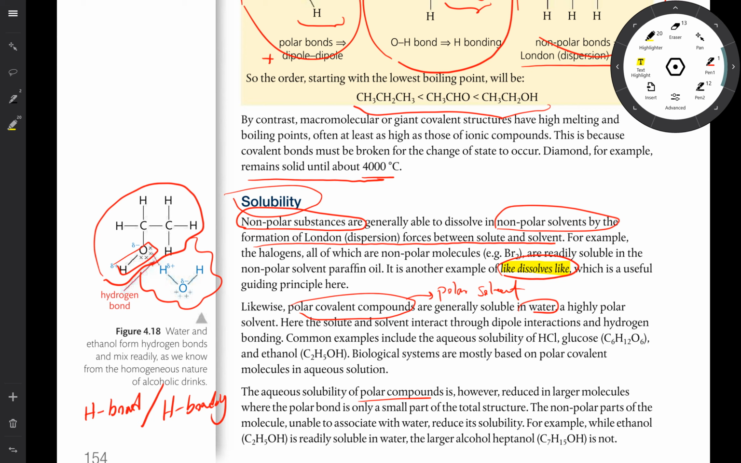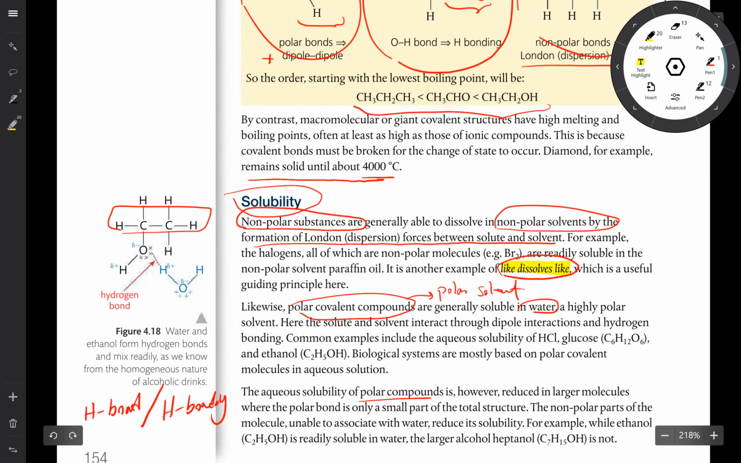Some molecules have a polar area and a non-polar area. The famous example is the alcohols that you can see here. Look at the alcohol. This part of the alcohol is hydrocarbon, and you know that hydrocarbons are non-polar. But this area of the alcohol is polar, the hydroxyl group, and it also can form hydrogen bonds with the water. So if this non-polar area is small, the solubility in water is big.